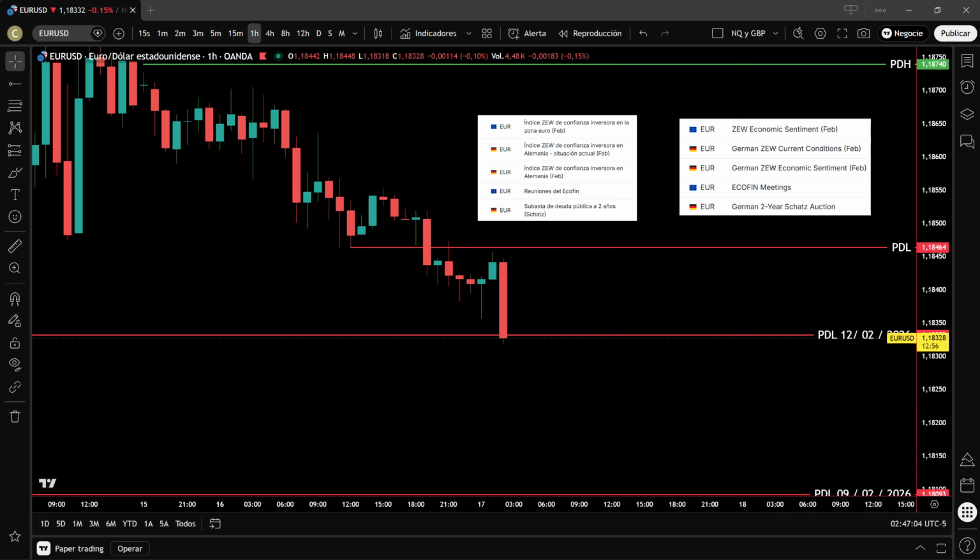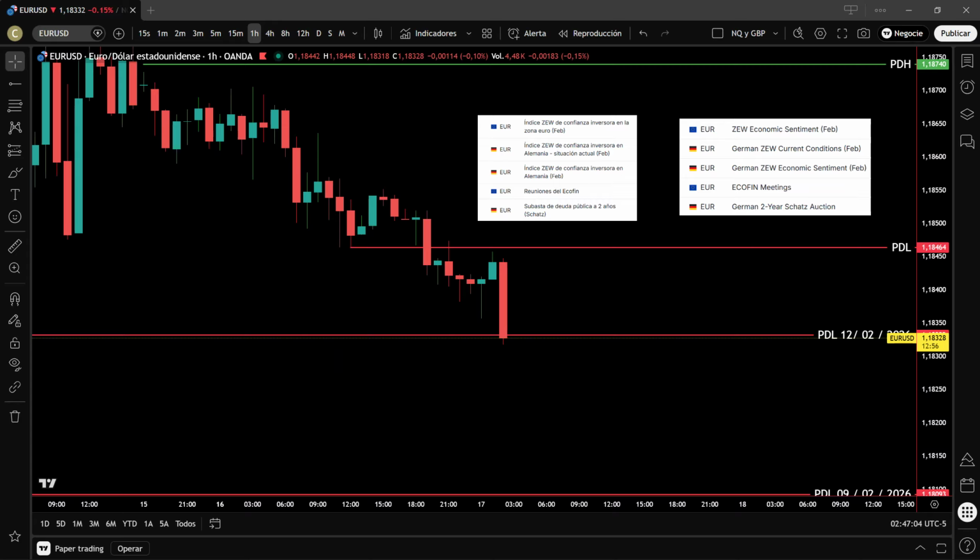Dropping down to the 1-hour time frame, the picture becomes more dynamic. We are not only seeing price action aggressively breaking the February 12 PDL, but we must also factor in the fundamental side. For today's session, the euro faces significant volatility catalysts, such as the German and Eurozone ZEW economic sentiment indices, along with the ECOFIN meetings. These news events often trigger sharp moves.